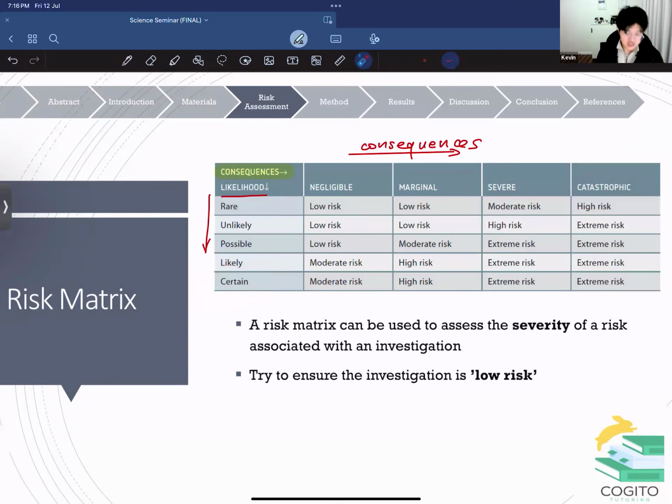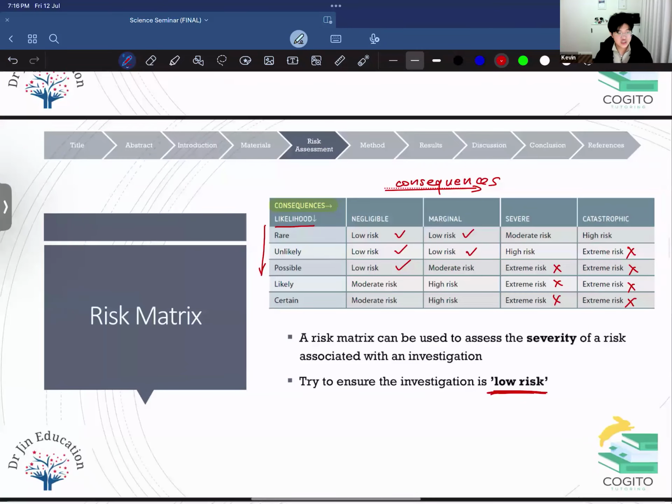Now, what we're trying to do is keep it at a low risk. I like it when it says low risk. So these ones are good. Especially for the extreme risk, do not do it. If it shows extreme risk, you have to design a new experiment. Don't go ahead with it. It's dangerous. All right, so that's your risk matrix.